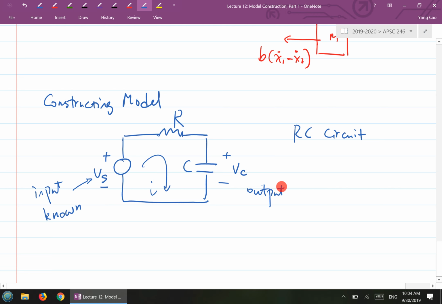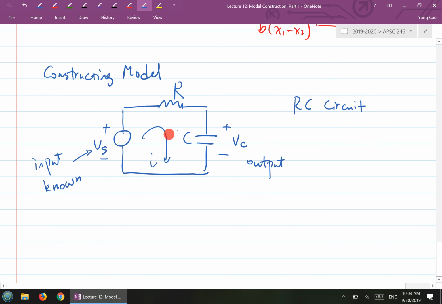Now, what I just described is an experimental approach, right? You give the input, you observe the output based on the measurement. How about the mathematical approach? How can we construct a model of this system so we can solve mathematically without using an actual oscilloscope?